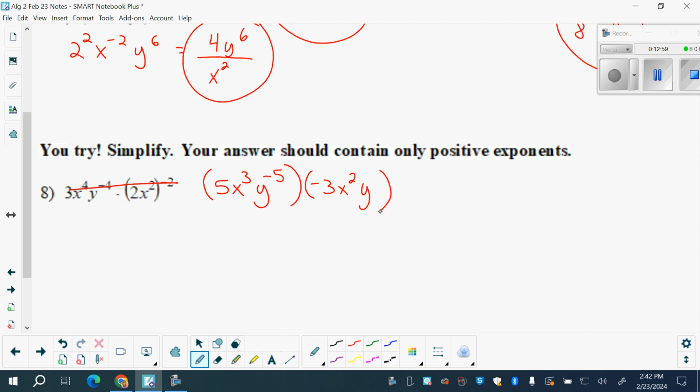See what you got? So I like the x to the 5th. I like the y to the 4th. This -15 stays on the top because it's not an exponent, the negative. Does that make sense? It stays -15. It's only if it's a negative exponent does it move down there.